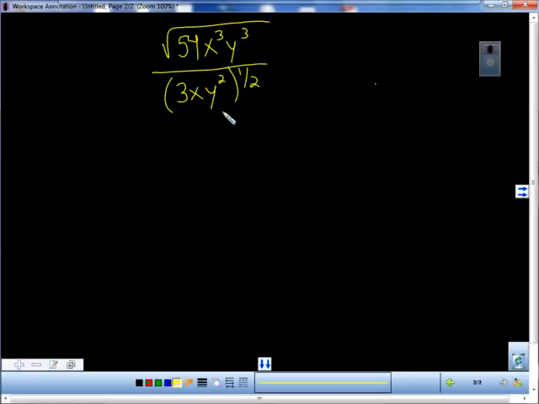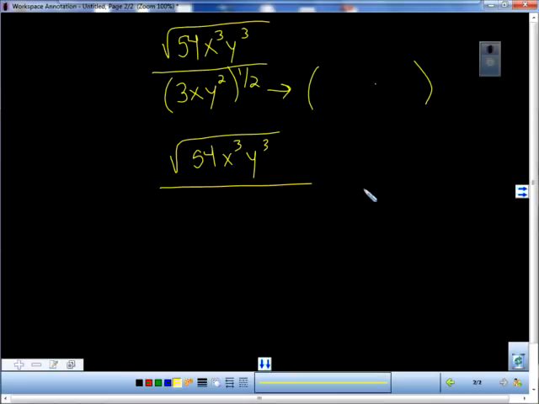Okay, so I want to put them both in radical form. The top one's in radical form, which means it has a square root. So I have the square root of 54 x cubed y cubed. I'm not going to change that yet. It's in radical form. I want to change this into radical form. So if you remember back to the beginning of the year, probably chapter 2-ish, we converted exponential expressions into radical expressions. Whatever we're taking to the fractional exponent goes underneath the radical, so 3xy squared. The denominator is our root. The numerator is our exponent.